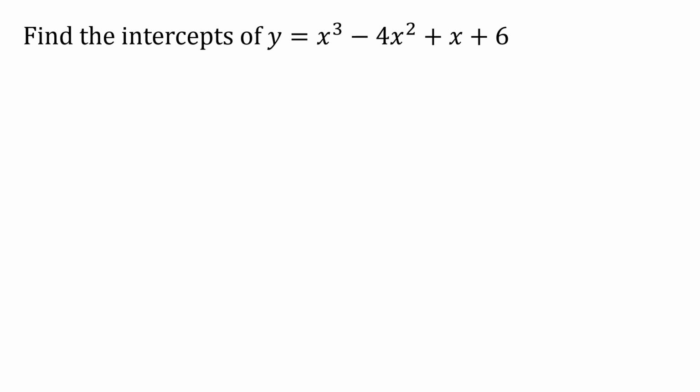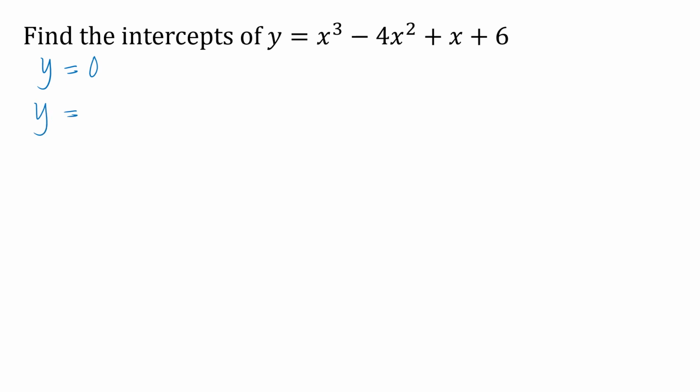So our first example, find the intercept of y is equal to x cubed minus 4x squared plus x plus 6. Now to solve this, we're going to find the x-intercept or x-intercepts by setting y is equal to 0. Then after that, use the factored form. So in order to do that, we're going to rewrite the equation.